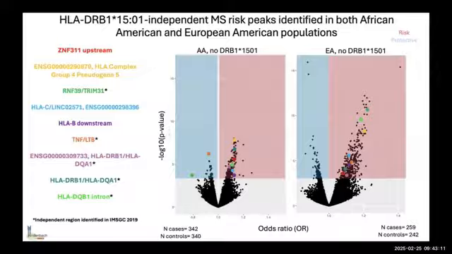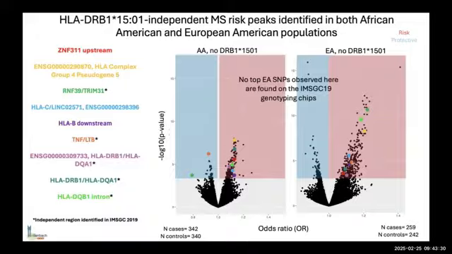And I'll also point out that these regions with asterisks are also the regions identified as one of the 32 independent loci from the 2019 study. So it is reassuring that we are also picking those up with this method too.